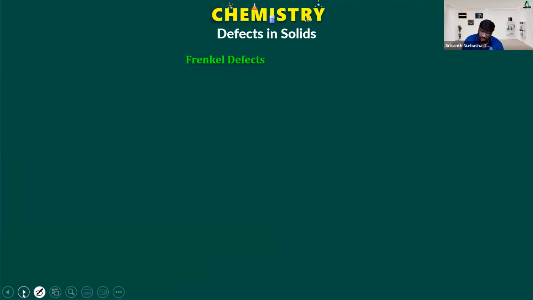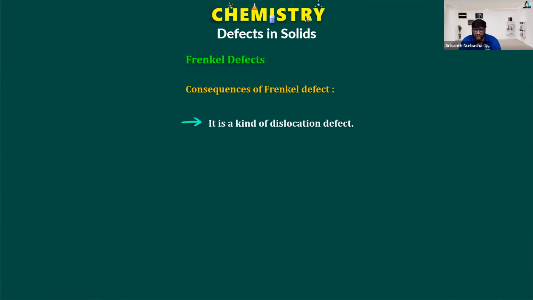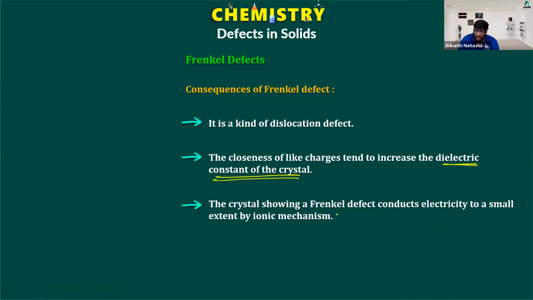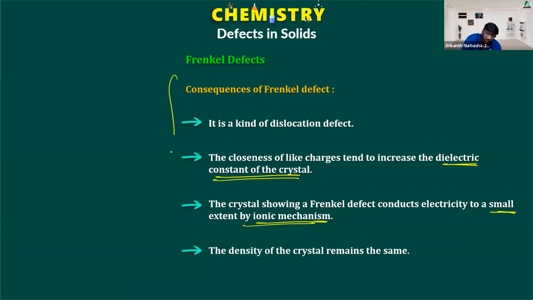Right? Frenkel defect consequences, we can think of the same. It is a kind of dislocation. Obviously the particle has to be present at a crystal lattice site, but it went to an interstitial site. So it is a dislocation defect. The closeness of like charges tends to increase the dielectric constant of the crystal. The crystal showing a Frenkel defect conducts electricity to a small extent by ionic mechanism, and the density of the crystal will remain the same. All these same points we have discussed. Yes or no, students? Sir.